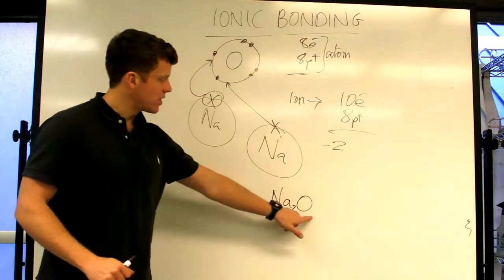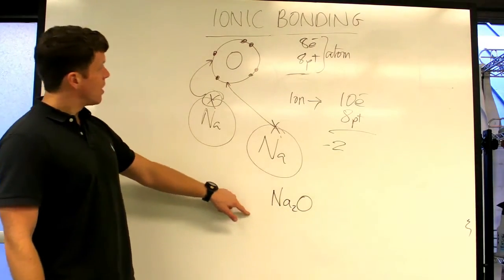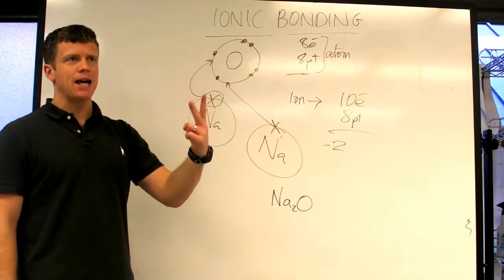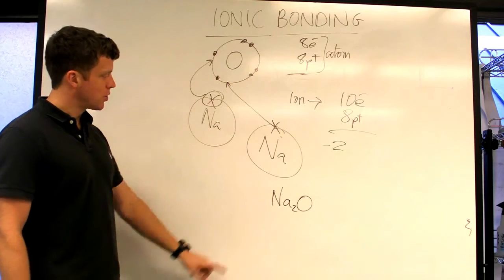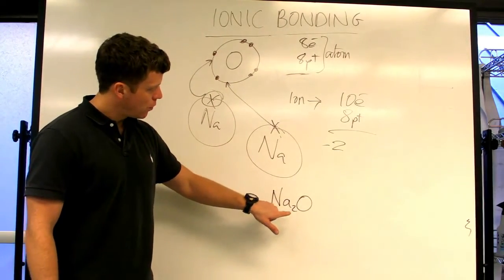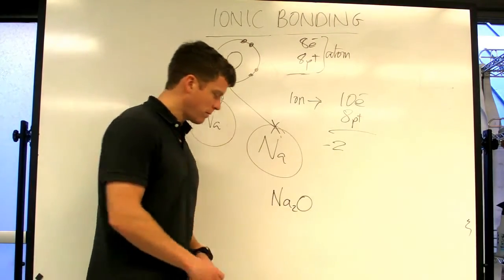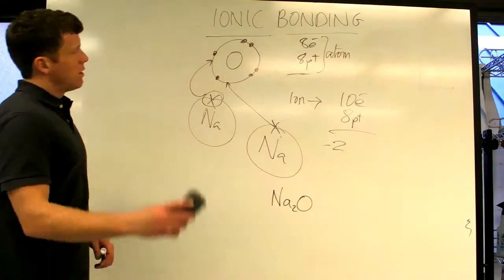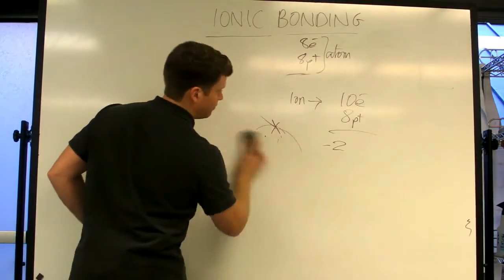There's another way to figure this out, and I'll introduce it in a second. But if you know that oxygen's in group 6, it needs to gain 2 electrons. So you need 2 sodiums for that to happen. So for every 2 sodiums, they give 1 electron each to get the 2 electrons to oxygen. I'm going to show you another way to figure that out.